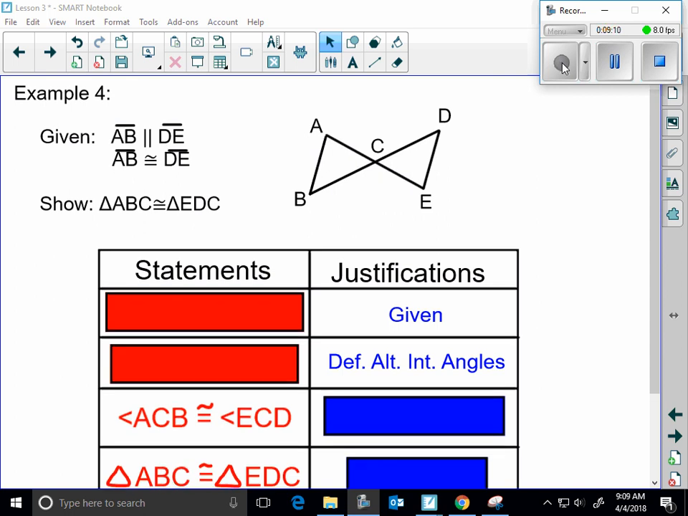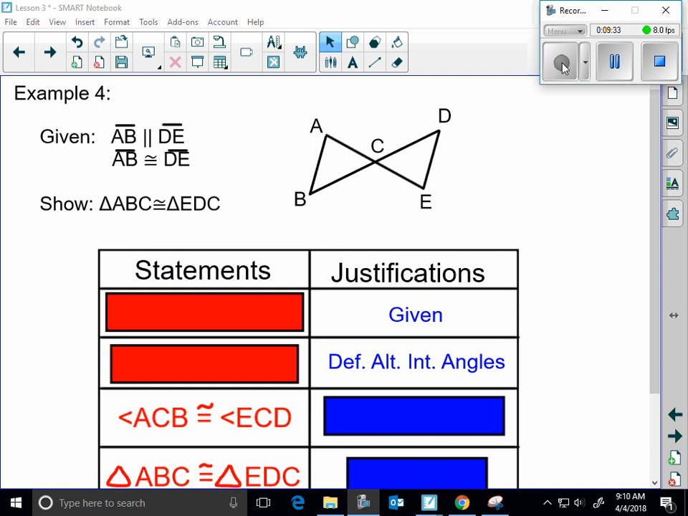Okay, let's give this one a try together. How many of you said angle, side, angle? Okay, all right, cool. How many said angle, angle, side? Okay, angle, angle, side will work as well. Now this one is actually set up for angle, angle, side.